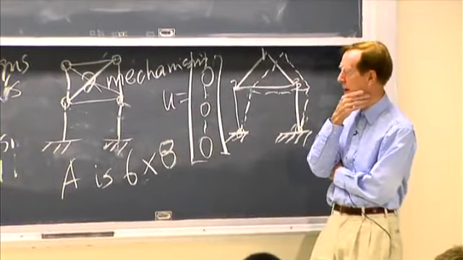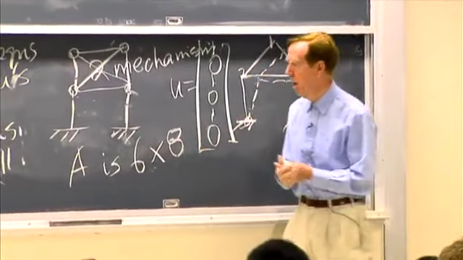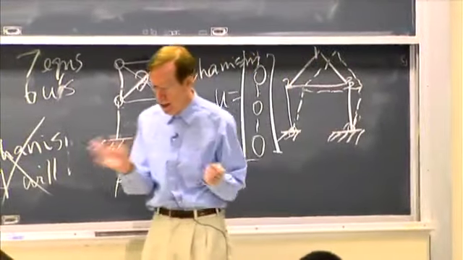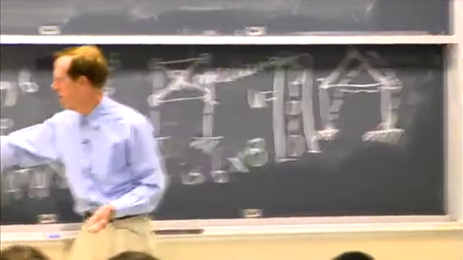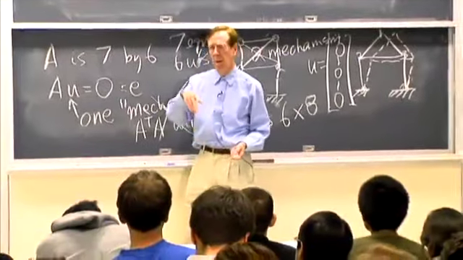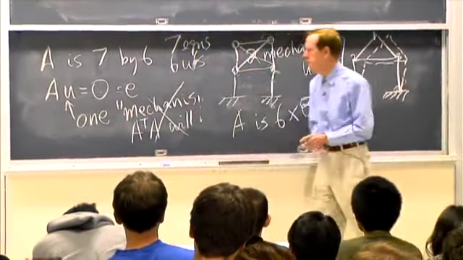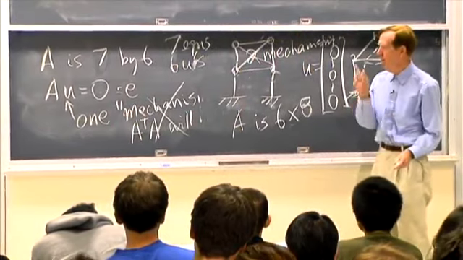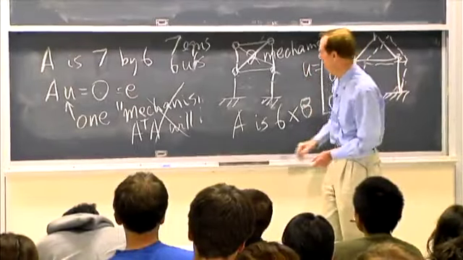Okay, so that would be a case of square 8 by 8, but not good. The matrix still has a mechanism, so as soon as I see there's a solution to AU equals 0, I know that A transpose A will be singular and unstable. Okay. Before I go to the framework, let's just do one more thing.